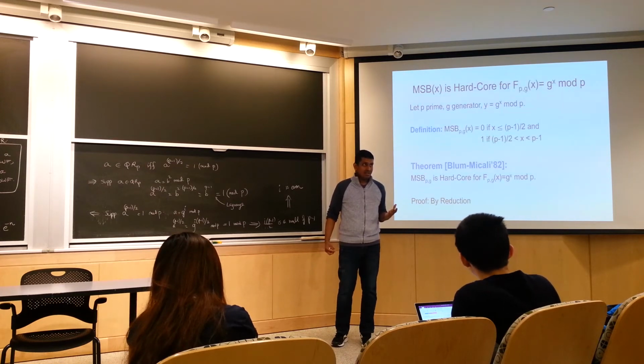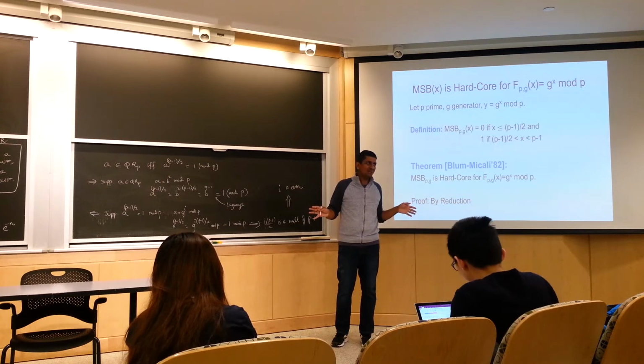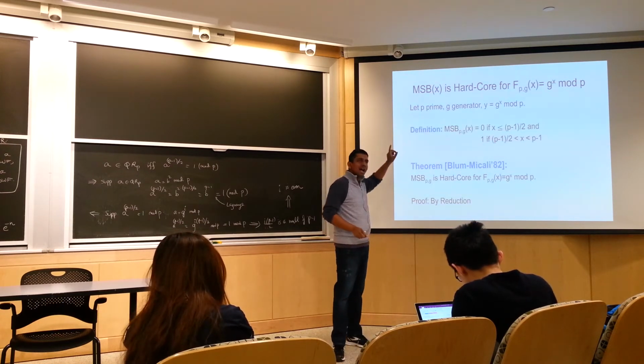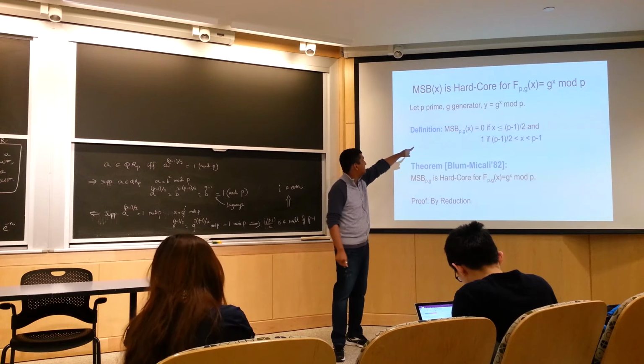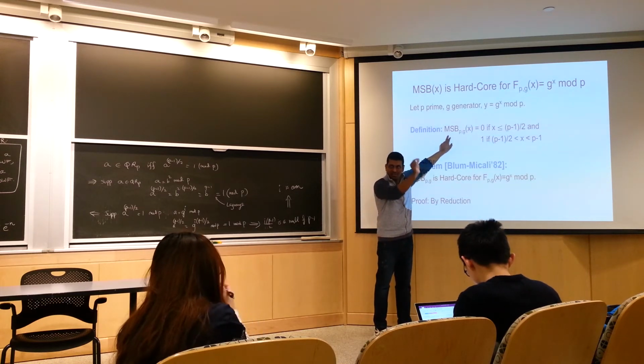So that's no good. I mean, the adversary can predict the bit without being given anything, which is not good at all. So the first thing to do is to define an unbiased bit. And this is morally the most significant bit. It's not actually the most significant.